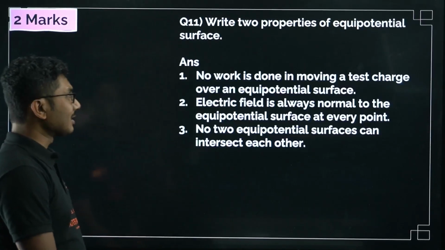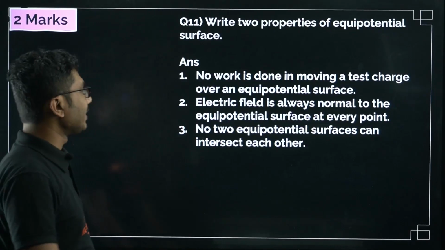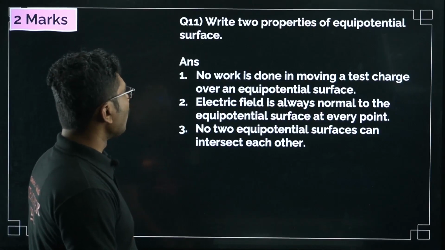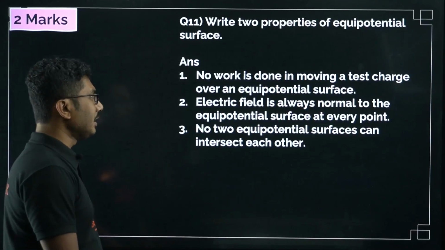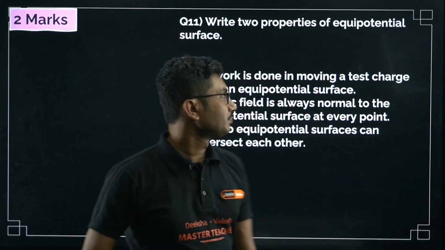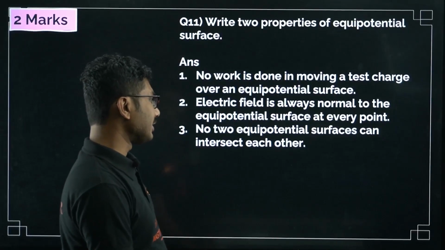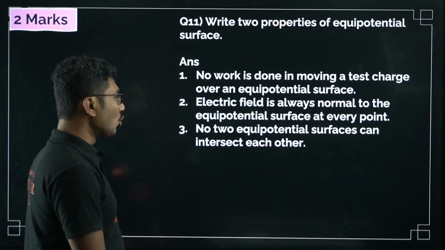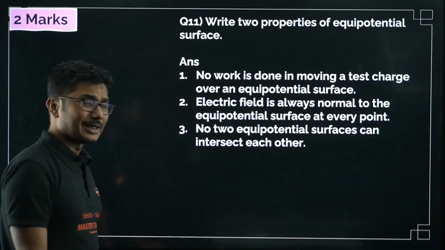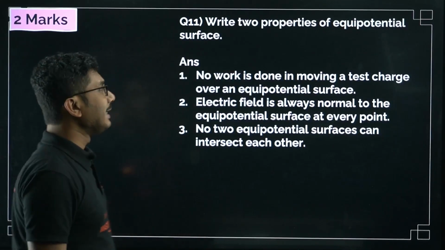Now, write two properties of equipotential surface. Again, another important question. I give you 3 points because it can come as a 3 marker as well. No work is done in moving a test charge over an equipotential surface. So on the equipotential surface, if you move a test charge, there is no work done. Electric field is always normal to the equipotential surface at every point. No two equipotential surfaces can intersect each other. Similar to electric field lines, equipotential surfaces also do not intersect.